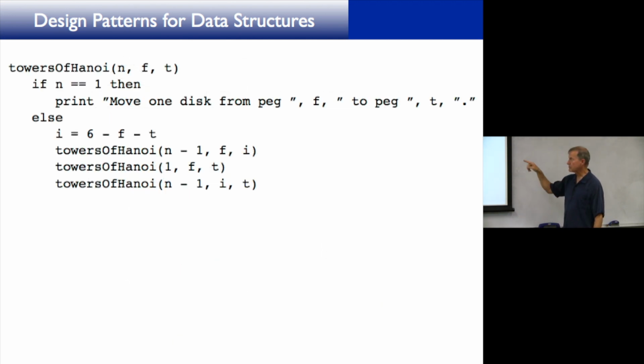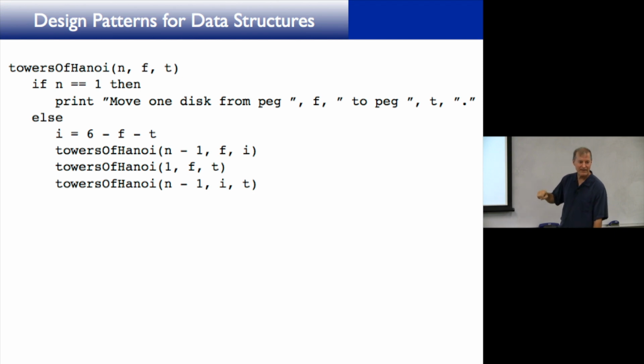Here's a little pseudocode solution to the Towers of Hanoi. Does this look familiar? Good, I knew you would know this example. N is how many disks to move, f is the from peg, and t is the to peg. And so if n equals 1, then print move one disk from peg f to peg t. Otherwise, what does this I stand for?